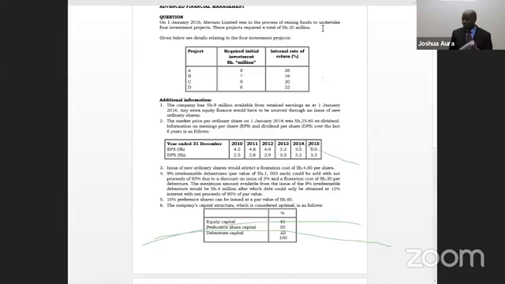Let's continue. You're back here. We are told on 1st January 2016, Mavuno Limited was in the process of raising funds to undertake four investment projects. These projects required a total of 30 million Kenya shillings. Given below are the details relating to the 4 investment projects. The company has 9 million available from retained earnings as at 1st January 2016.